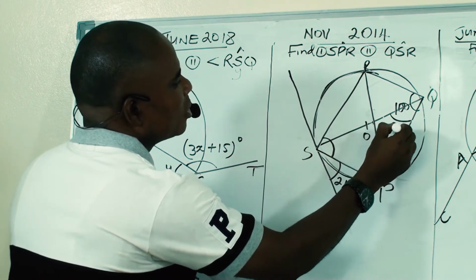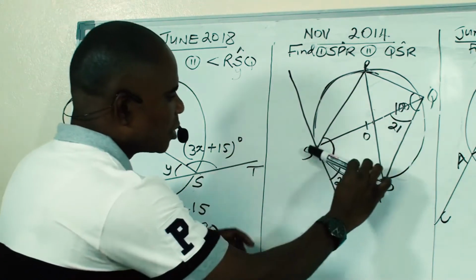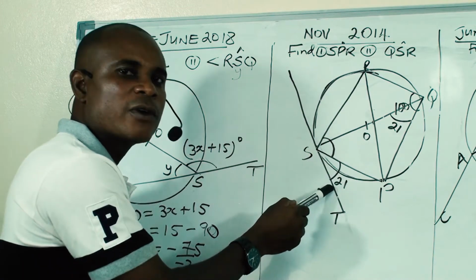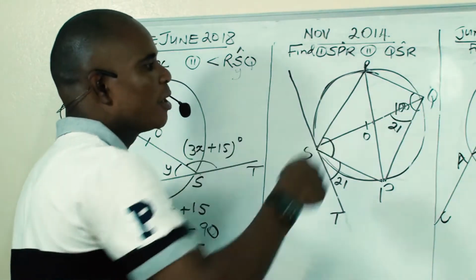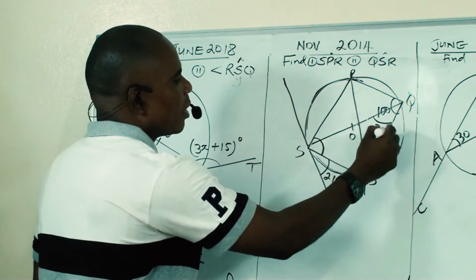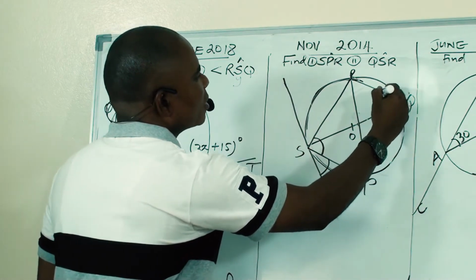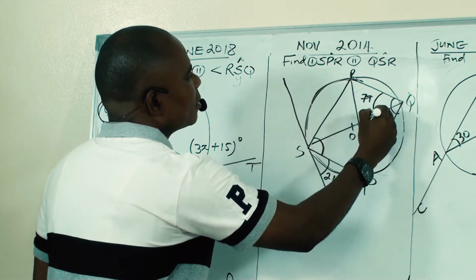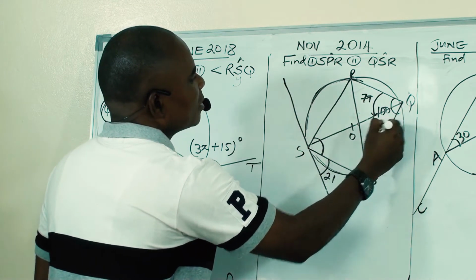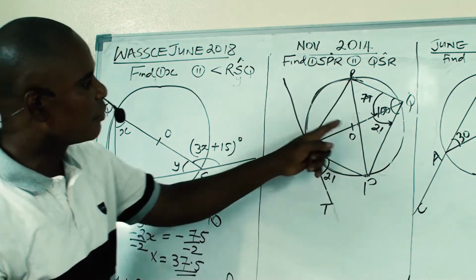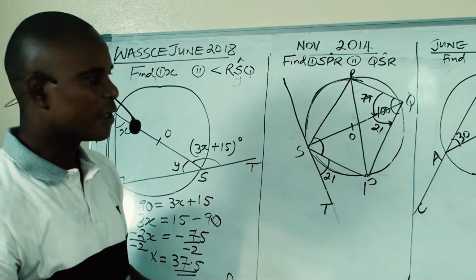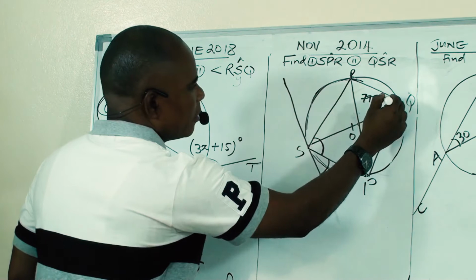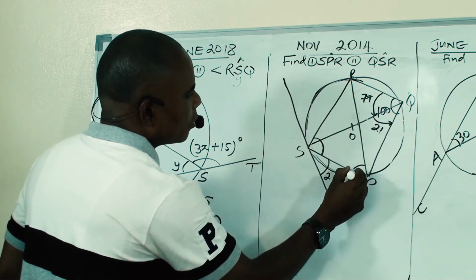So watch here, this must be 21 because the angle which this chord and this tangent make at the point of contact is equal to the angle in the alternate segment. So the whole angle here is 100. If I remove 21 from there, I'm going to be left with 79 somewhere there. This is 79, just like this is 21. If I add the two, I must be able to get 100 over there.